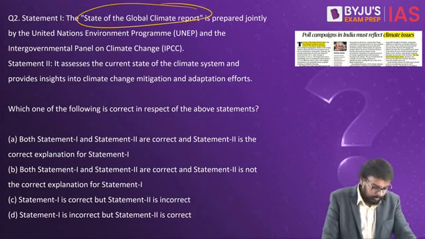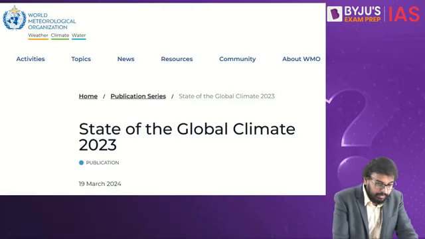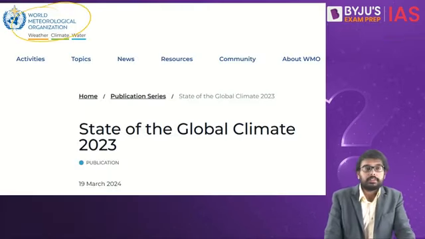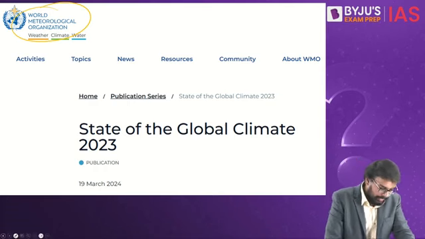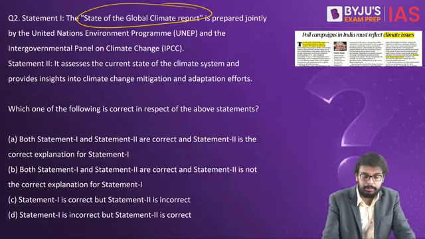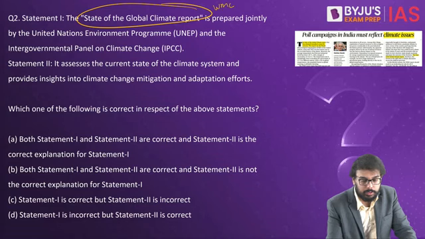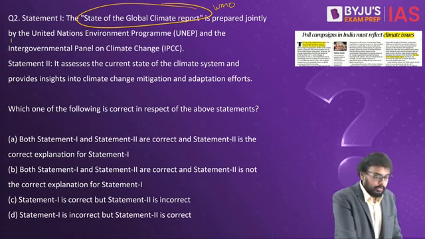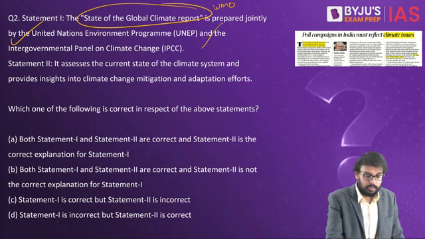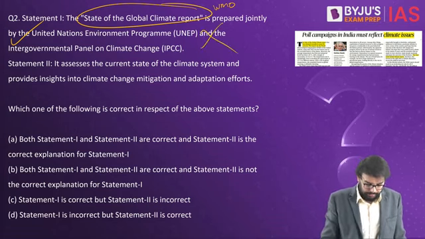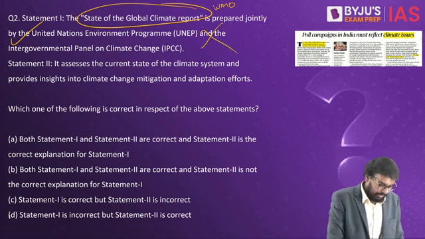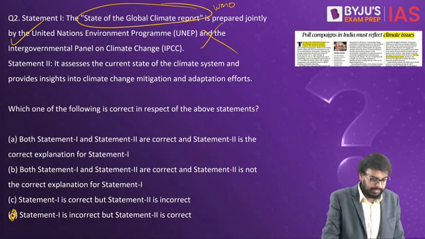State of Global Climate Report is prepared by the World Meteorological Organization, not by UNEP and IPCC. It is prepared by WMO, that is your World Meteorological Organization. So statement 1 is wrong. If statement 1 is wrong, we directly get the answer. The answer is D. But however, we'll see statement 2.